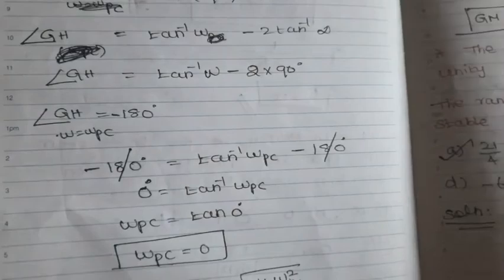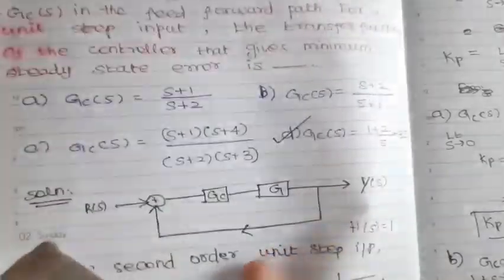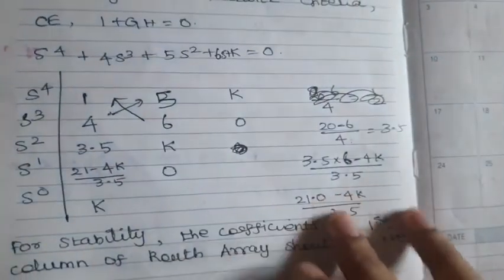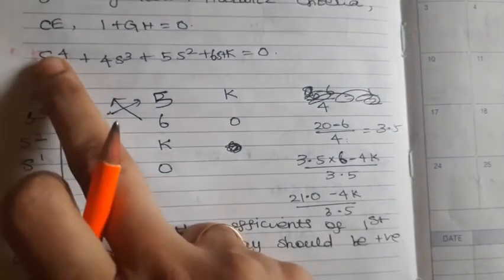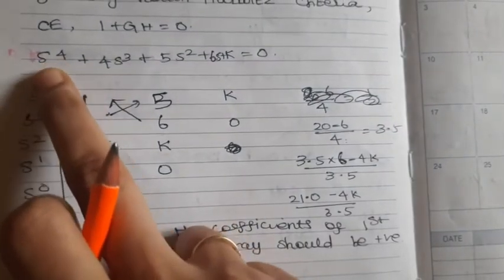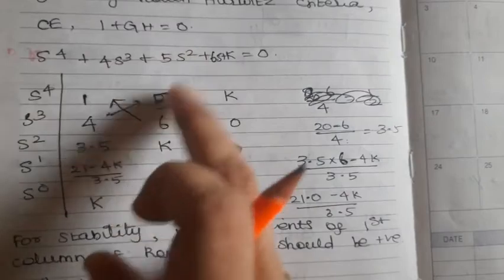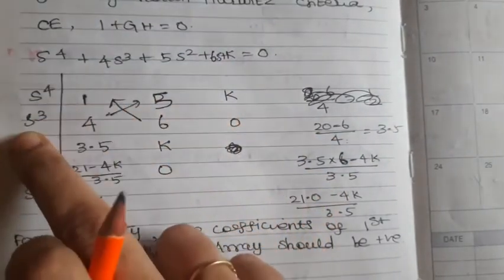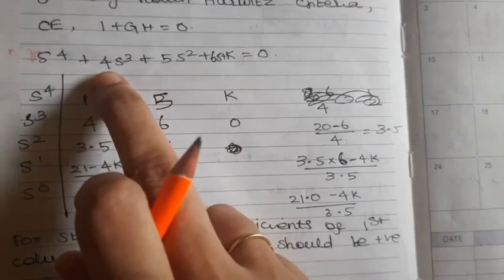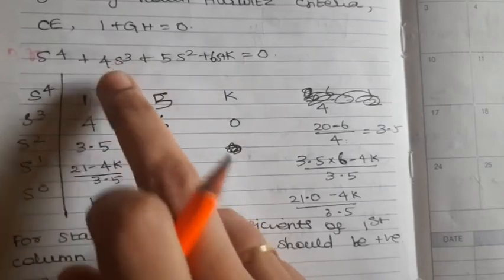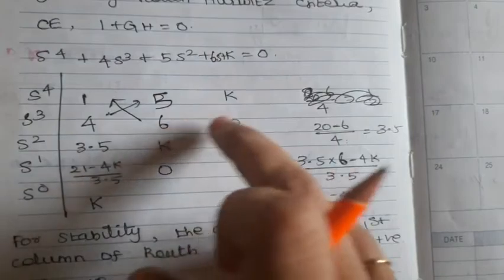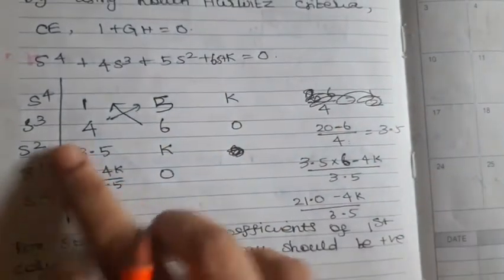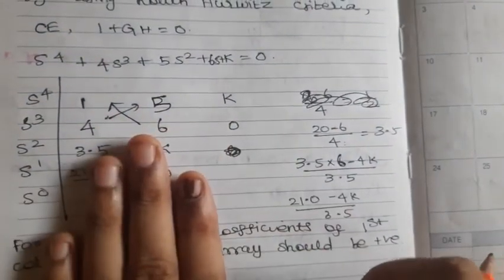So this is the final problem, I think. Okay, we'll solve this. First, the s power 4 row, the even terms: the coefficients are 1, then 5, and s power 0 is also an even term, only K. Then the s cube row, the odd terms: just write down the coefficients 4, then 6, then 0. Then we form the remaining elements.